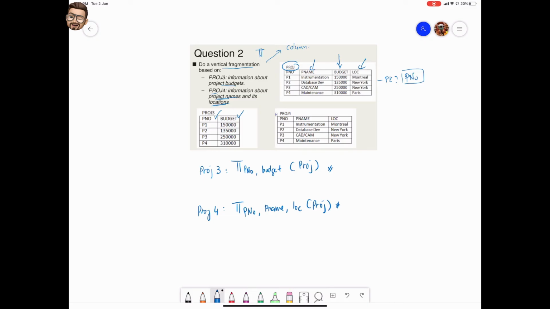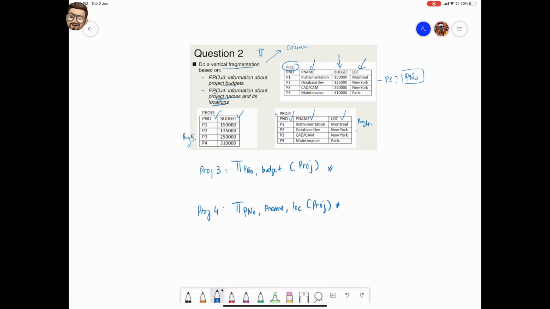Same goes for the second one. We want P number, P name, project name, and location. Okay, so this is the fragment for project 4. This is the fragment for project 3. So you just divide the column. The number of rows for all of the vertical fragments will be the same. Just now in the horizontal fragmentation, the number of columns must be the same because you divide the rows. Now you divide the columns, so only the columns will be divided into a few parts. The rows are still the same.